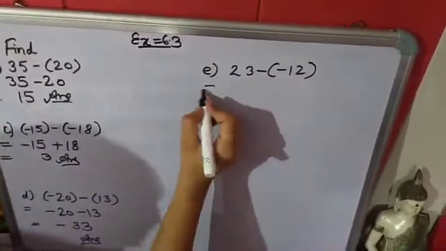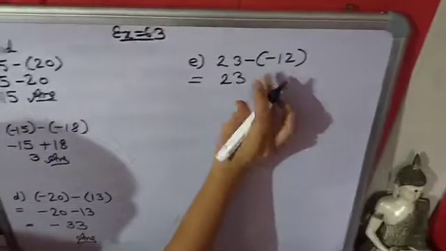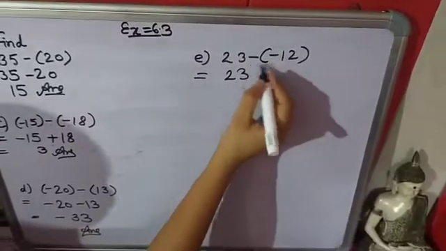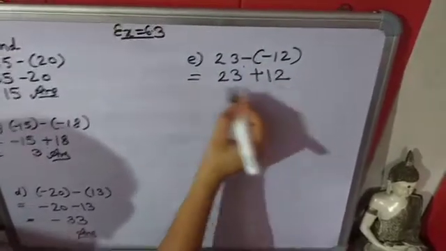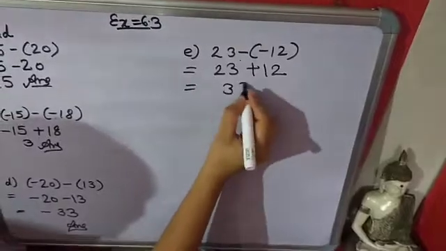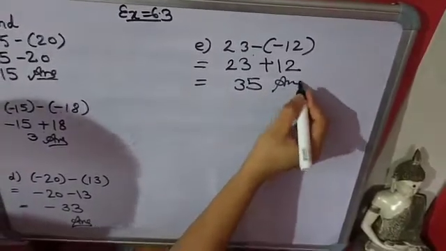E part is, open the bracket. Now there is no integer between 2 minus, so minus minus plus and add it. 35 is answer.